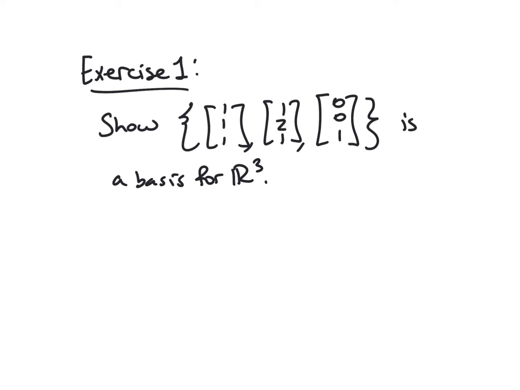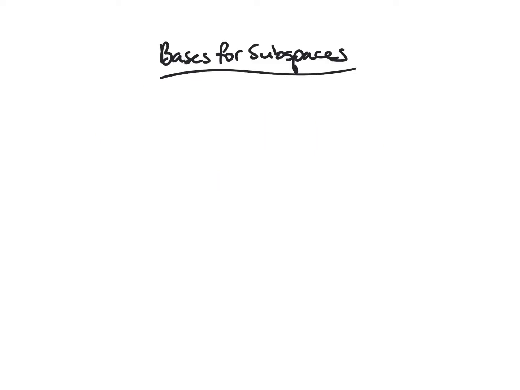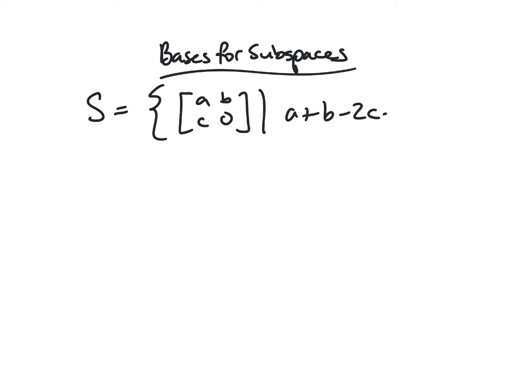So for your first exercise, I want you to show that this set of 3 column vectors in R3 actually is a basis for R3. So show it's linearly independent and show that it's a spanning set. The other thing I want to talk about here is not just a basis for our common vector spaces Rn, Pn, M m by n, and so on, but what about subspaces of those? So consider the subspace given by matrices of this form, (a, b; c, 0), such that a plus b minus 2c is equal to 0.